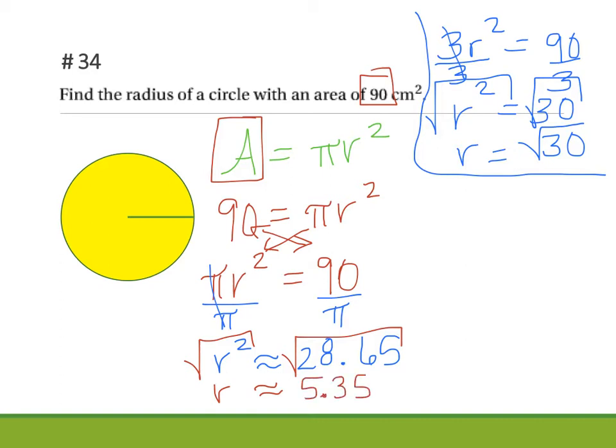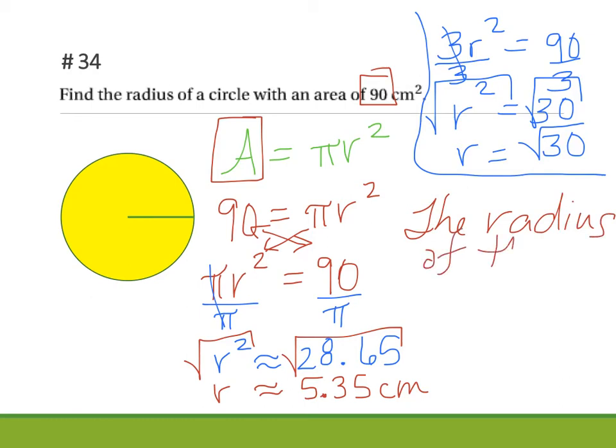Now our dimensions are in centimeters, so it's 5.35 centimeters. You will write your answer in a complete statement. So the radius of the circle is 5.35 centimeters.